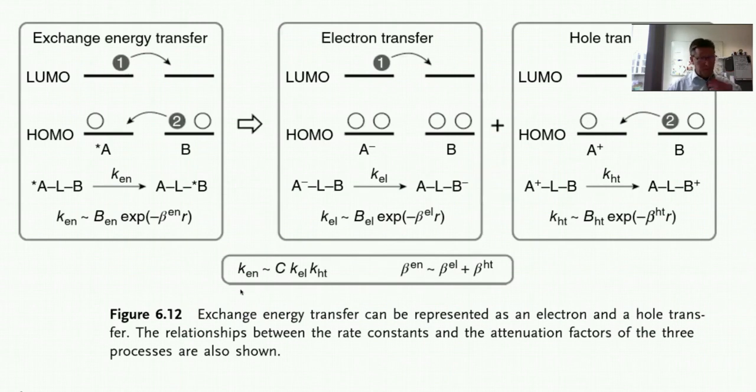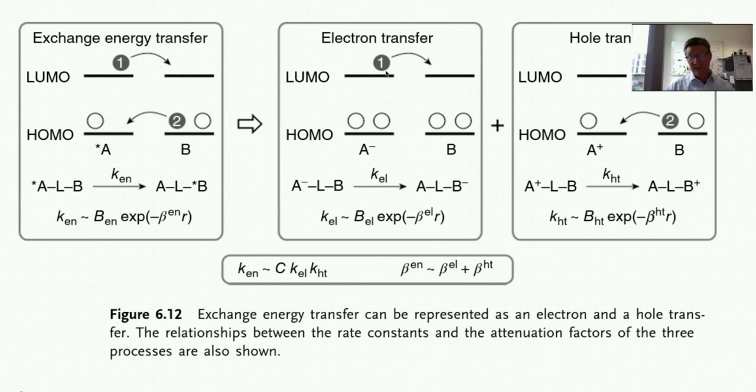This is a picture from the book. So with this beta factor, the rate of energy transfer is like a pre-exponential factor times an exponent of this beta of the energy transfer and the distance. This is for the exchange mechanism, this double electron transfer.